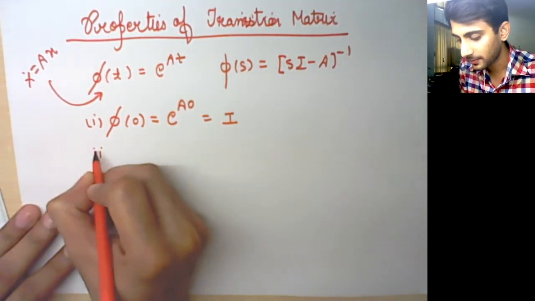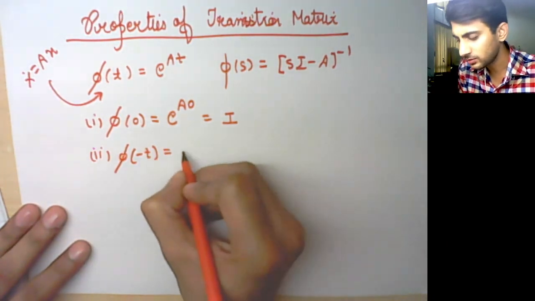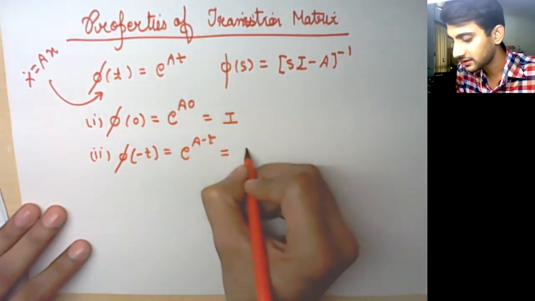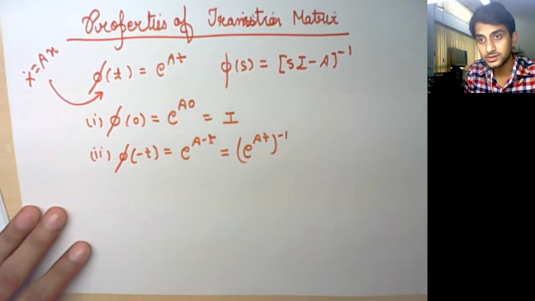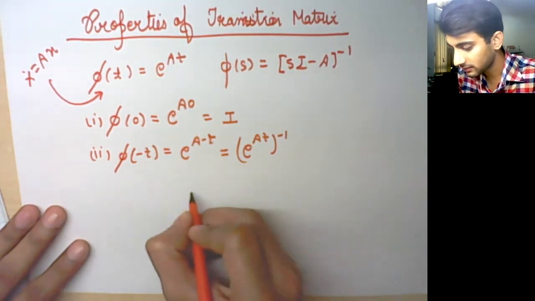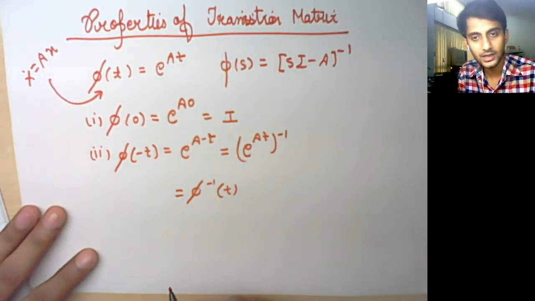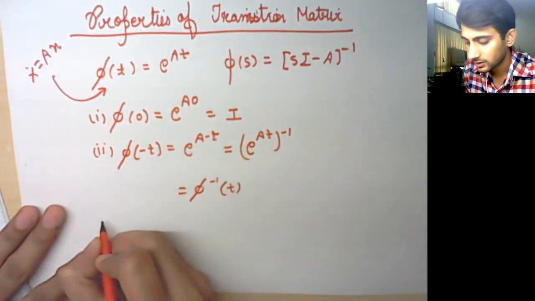Second property, phi of minus t. I can write this as e to the power A of minus t. Then I can also write this as e to the power At, inverse. So it is nothing but phi inverse of t. So phi of minus t is equal to phi inverse of t. That is property number 2.